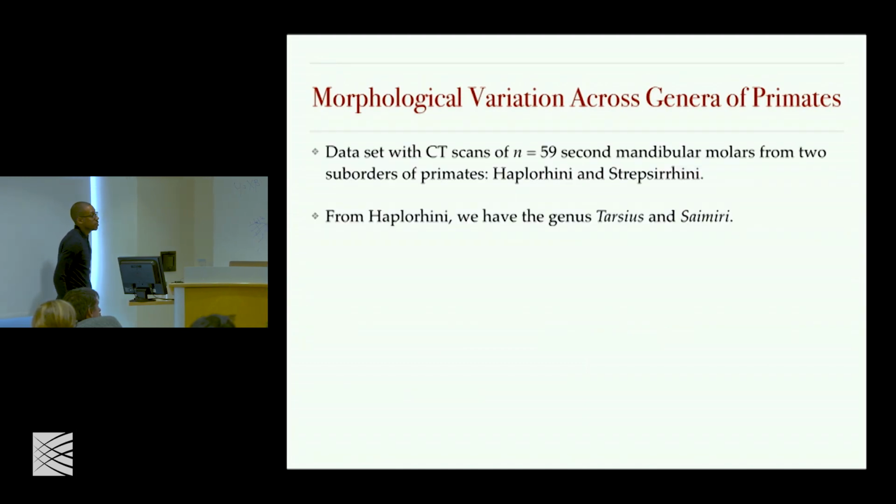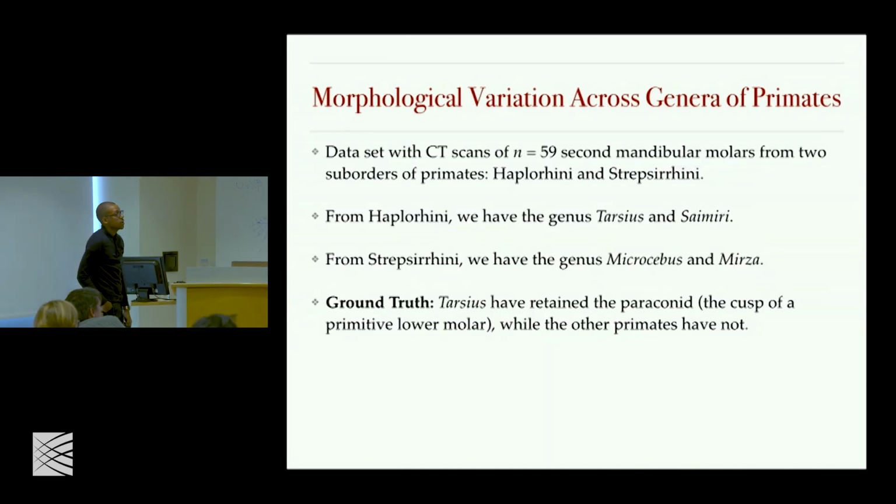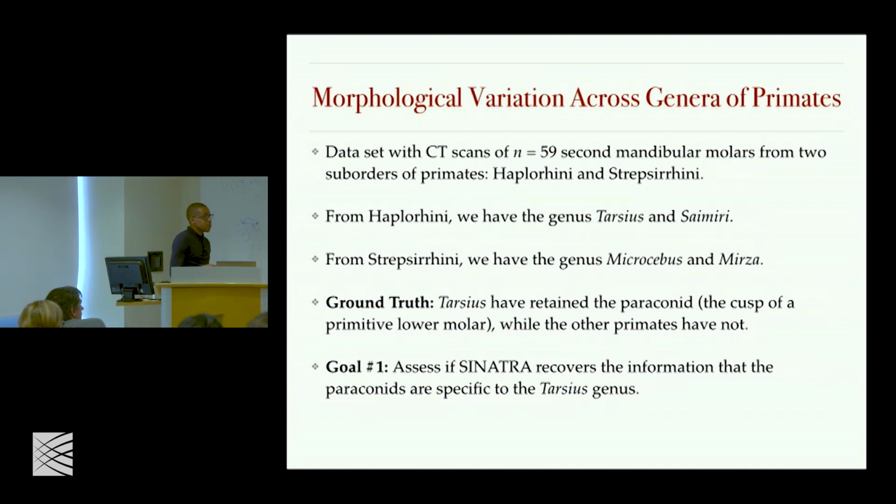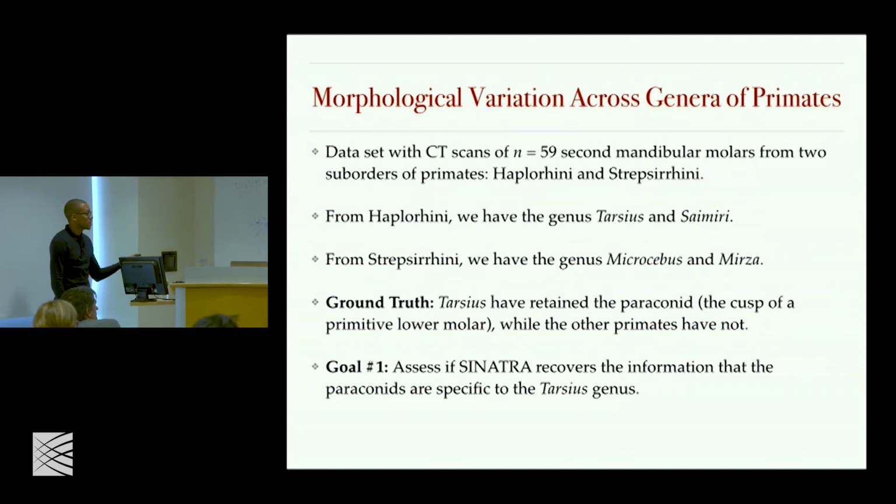And the last thing we did is we did this CT scan stuff with real data. So here I have 59 molars from 2 different suborders of primates. We're going to focus on this Tarsius, and the reason why we want to do this is because we have some ground truth here. So again, the hard part about this method is trying to find things to compare that had ground truth, since we were kind of the first people thinking about this.